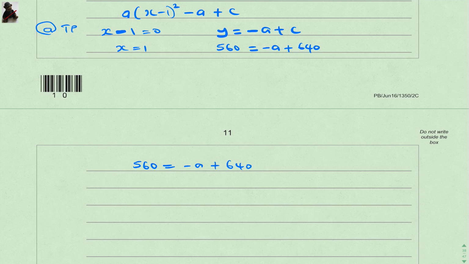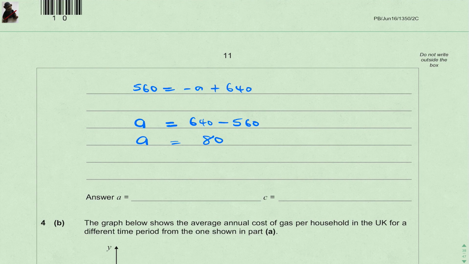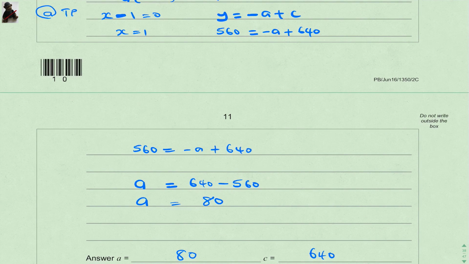Add a to both sides and take away 560 from both sides. We're going to get a equals 640 minus 560. And therefore, my a will be equal to 80. So in my answer box, I will put 80 for A and 640 for C. And that's how you solve that.